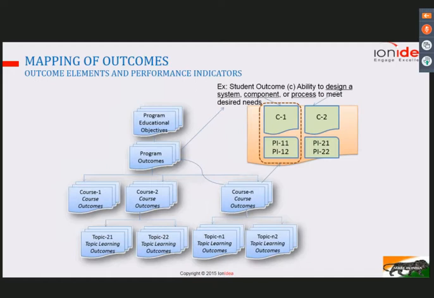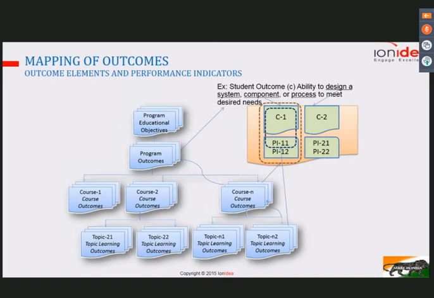Further, one course may have only a small concept in that particular PO. One course may address only a small part of the statement. You can see one course that covers only C1, that is competency 1, and the performance indicators 1.1 and 1.2. Similarly, some topics will cover only a part of that particular competency and performance indicator.